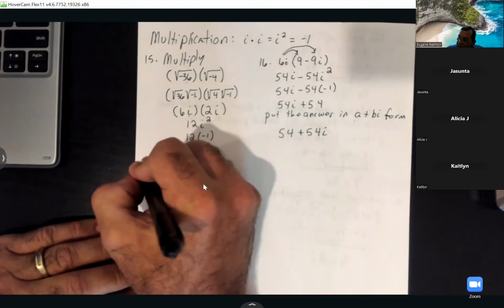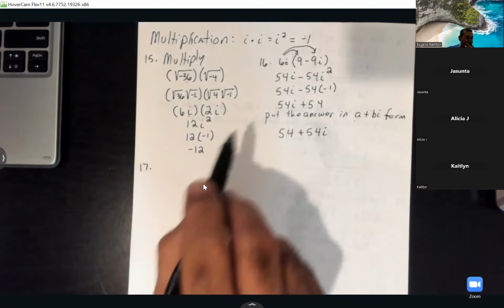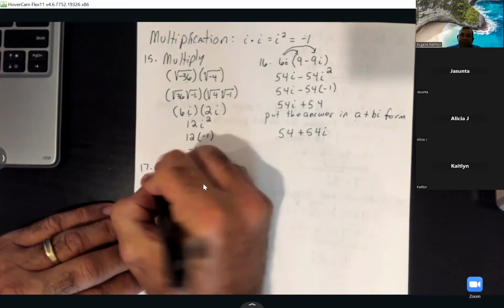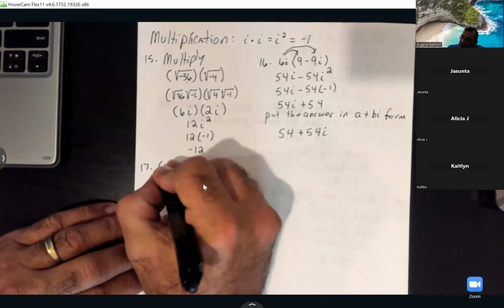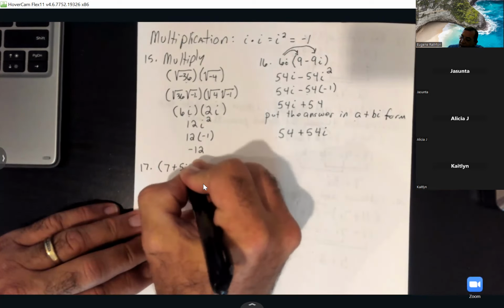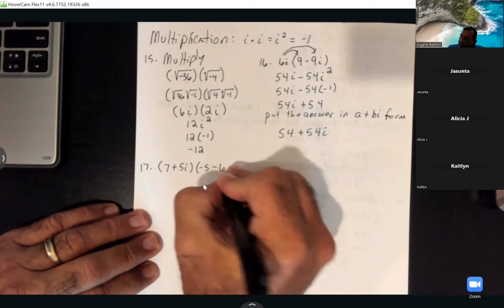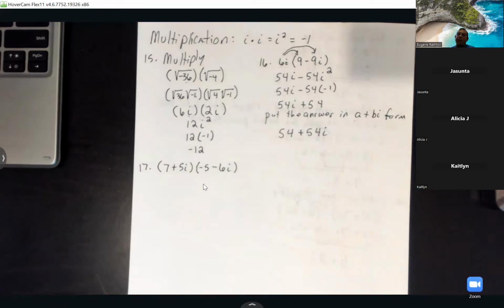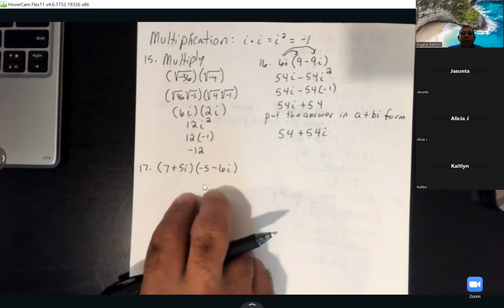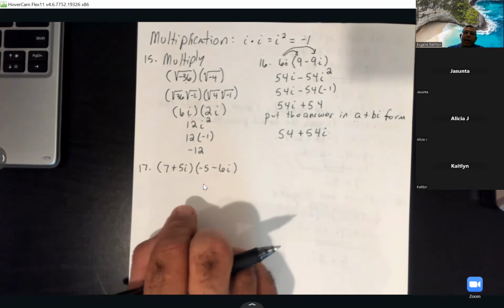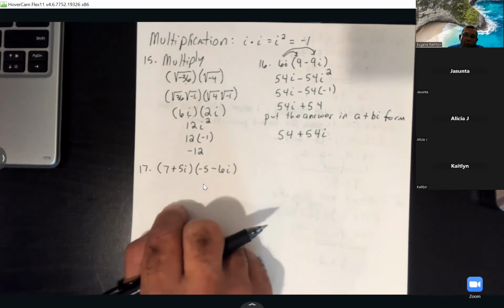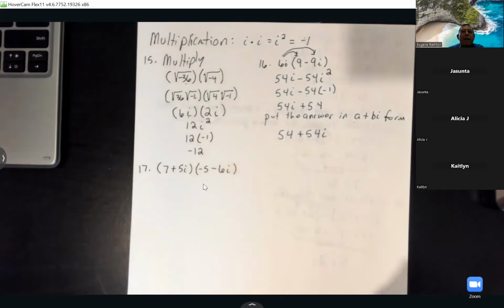All right, so let's keep multiplying then. So that was our distributive property. Now here comes some of our FOILing. 7 plus 5i times negative 5 minus 6i. And y'all, I'll tell you what on these. You can never end up on your final answer with more than 2 parts. You can have an imaginary part and a real part, but you cannot have anything else, okay? So all this stuff will simplify into a real and an imaginary.